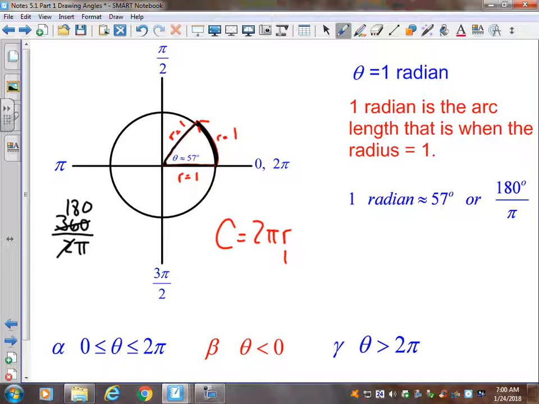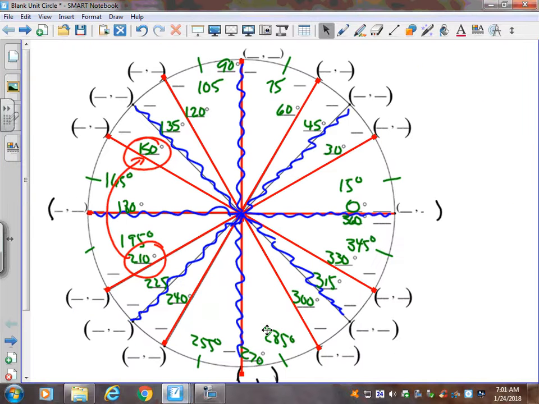And then down here at the bottom, I have given you some information about how it relates to alpha, beta, and gamma. Alpha is between 0 and 2 pi, just like it was between 0 and 360. Negative angles are always less than 0 for beta. And your gamma angle has to be more than 2 pi, just like it had to be more than 360. And so radian is just another kind of measuring unit. And we will need to learn how to number our unit circle in radians. So let's switch to our unit circle picture and number it in radians.